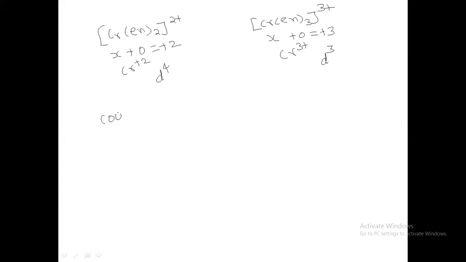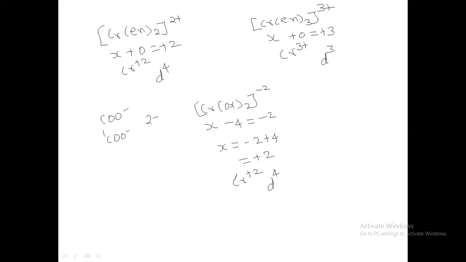Next, oxalate. Oxalate is a bidentate ligand, it has a negative charge of minus 2. So I will put chromium oxalate twice. Oxalate twice means 4 coordination sites. So chromium X, each oxalate contributes minus 2. This is equal to minus 4. I can modify the oxidation state by putting minus 2 here. So X is equal to minus 2 plus 4, which is plus 2 oxidation state. Chromium in the 2 plus oxidation state. Chromium 6th family, remove 2 electrons. So we will have d4.